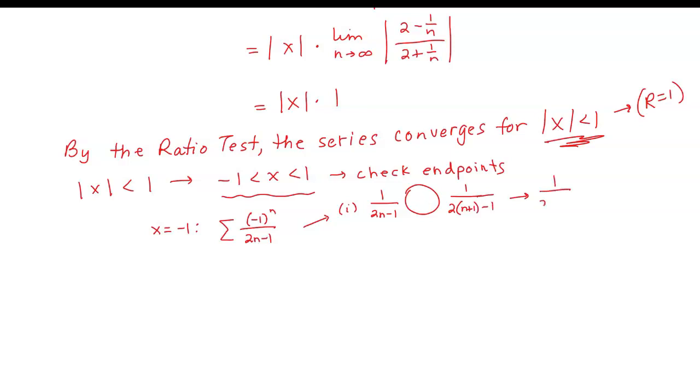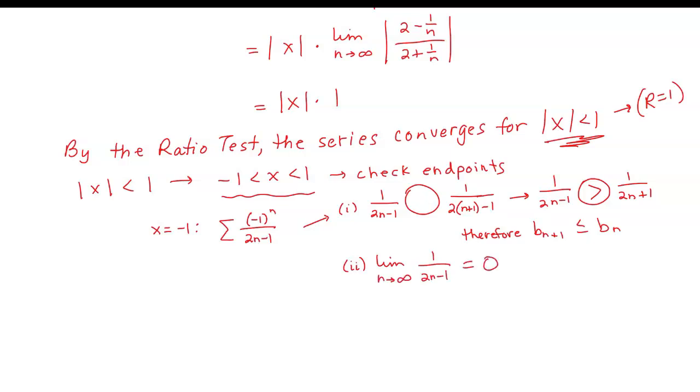So I'll rewrite that simplified. In the denominator, 2 times n is 2n. 2 times 1 is 2, minus 1 is positive 1. So I'm comparing these two fractions. Now our term has a denominator less than the comparison term. So if our denominator is less, that means our fraction is greater. Therefore, the next term is less than or equal to the nth term. So we have decreasing. Condition 2, let's take the limit as n approaches infinity of 1 over 2n minus 1, and that is 0. So both conditions of the alternating series test are satisfied.